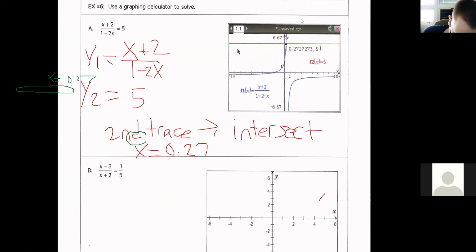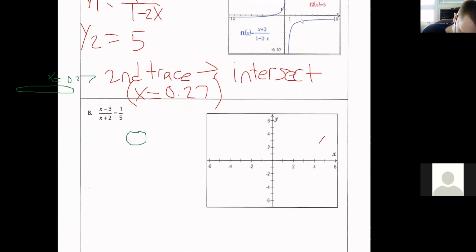If you were looking at a word problem, x is usually going to represent your time, so maybe how long it took for something to happen. The y value would be something like height, or how much money you'd have, your quantity, or whatever you're looking at.